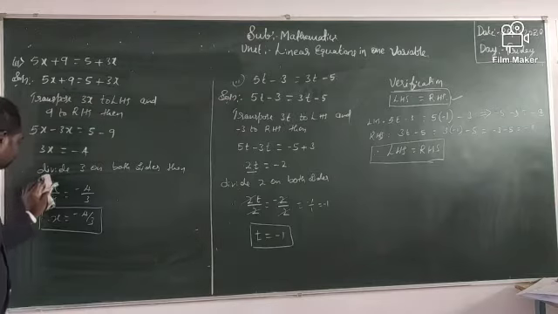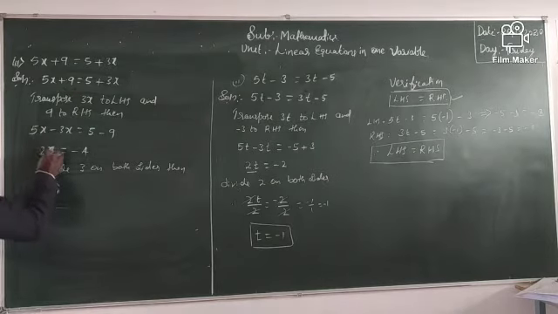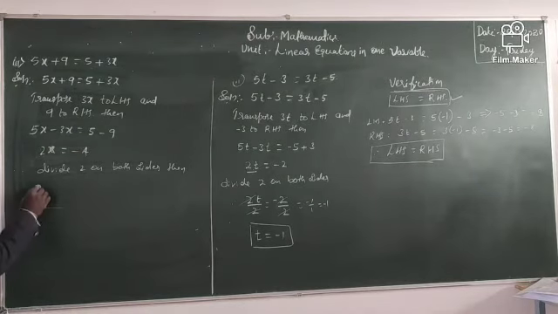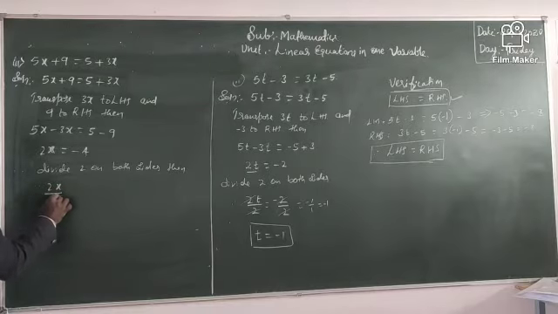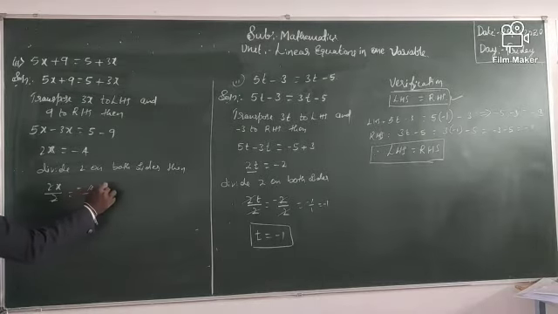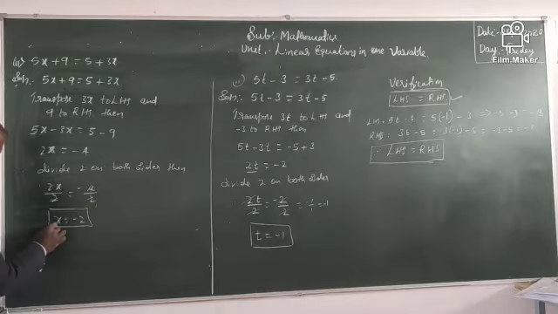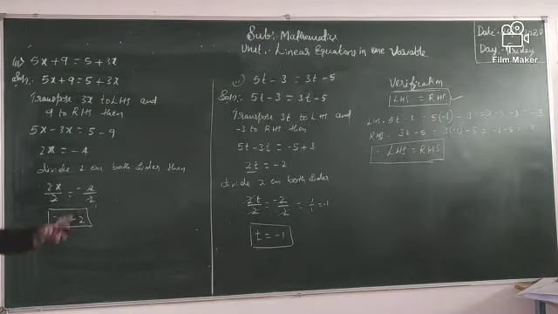Small correction here. 2x will come: 2x equal to minus 4, and we have to divide by 2 on both sides. Therefore 2x by 2 is equal to minus 4 by 2. Therefore 2 gets cancelled. 2 ones are 2, 2 twos are 4. x equal to minus 2. See, here only we can cancel. 5x minus 3x equal to 2x.